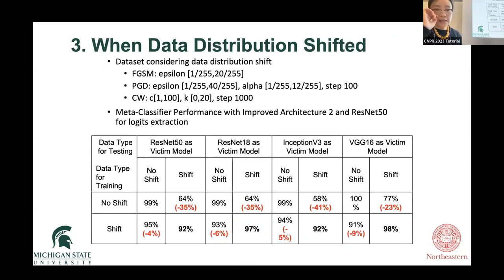Okay, the next question we are considering is the data distribution shift. In the previous experiments, we used fixed parameters when generating those adversarial data sets. And here we consider a range for, for example, the attack strength epsilon values. And then we can conduct experiments with the improved architecture 2 and the ResNet 50 for the logic extraction.